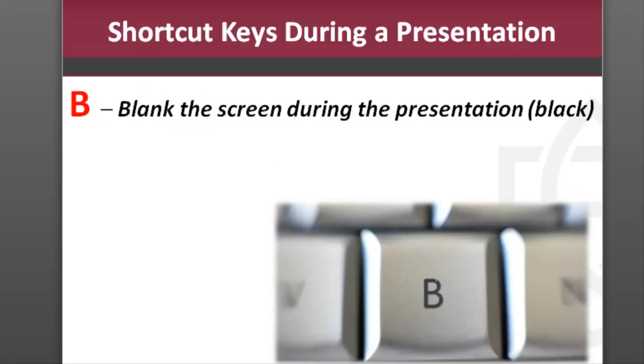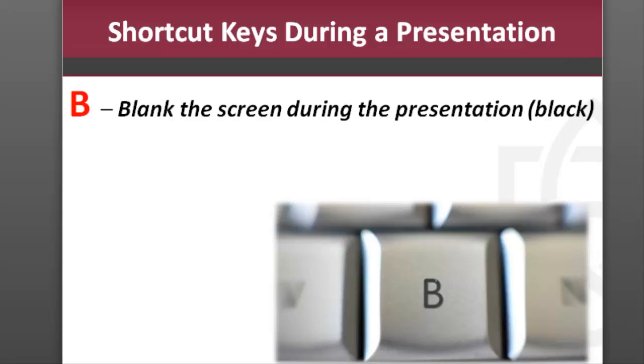The next one, and not many people know about this one, is pressing B during the presentation. It will blank the screen, and this usually will be in black. Sometimes during the presentation this comes in helpful where you want to draw the attention of the audience, and you simply blank the presentation and then talk about the point that you want to make, and then come back by simply pressing any of the keys on the keyboard to unblank the screen. So that was the letter B.